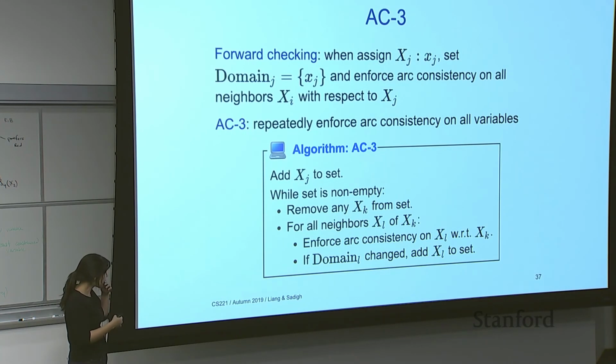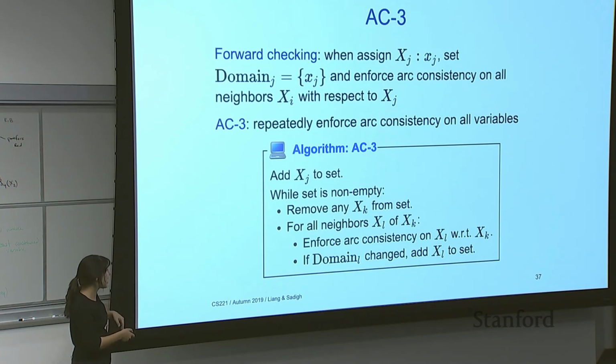So in terms of complexity of this algorithm, worst case scenario, it's going to be order of E times D cubed, where E is the number of edges, and D, let's say, is the maximum number of values that you can have.